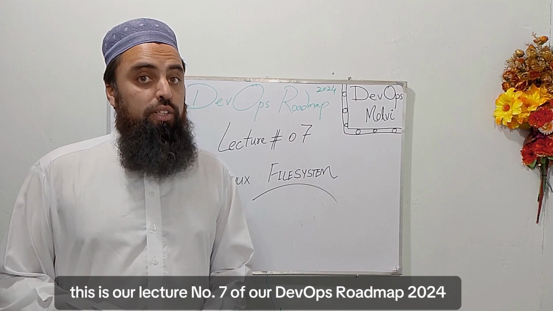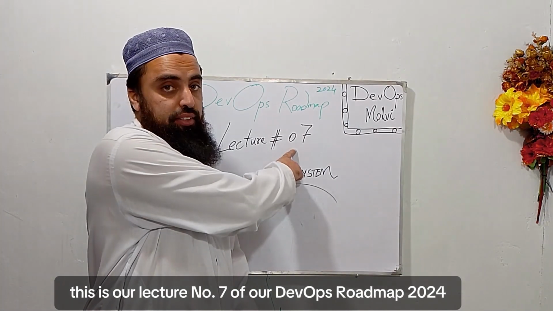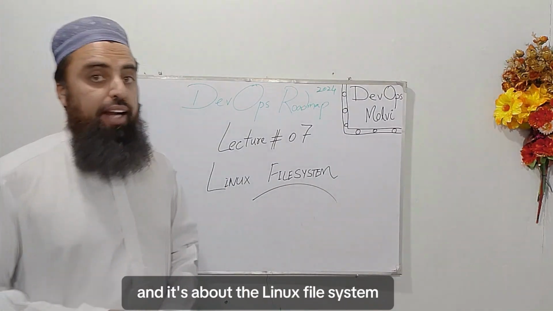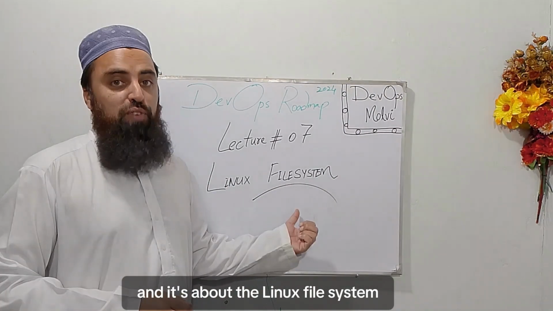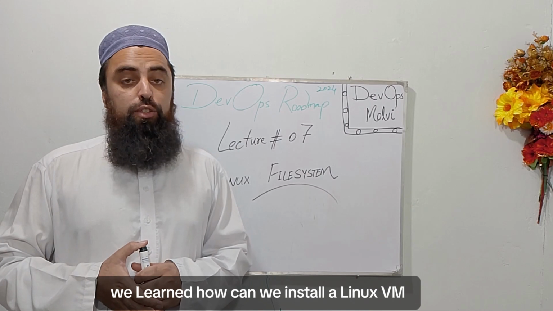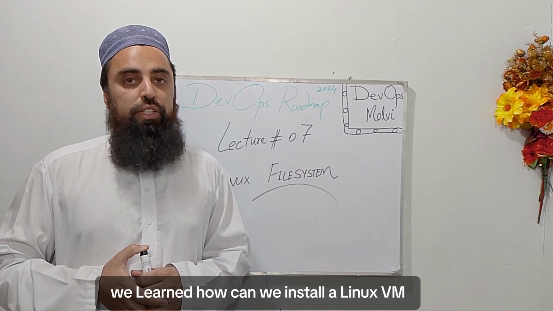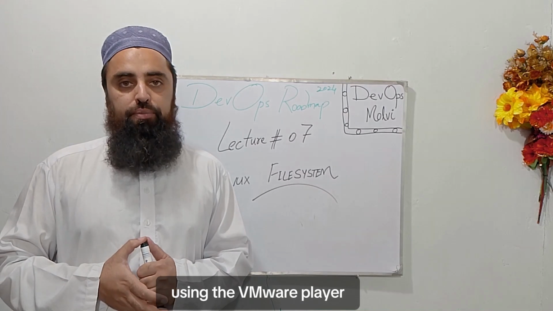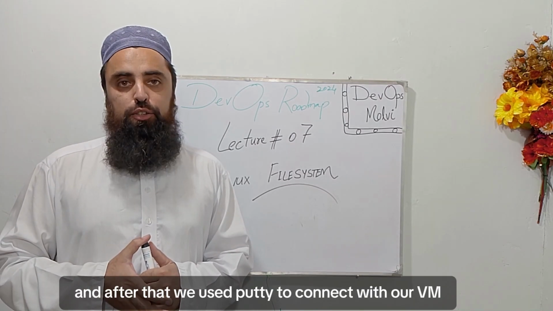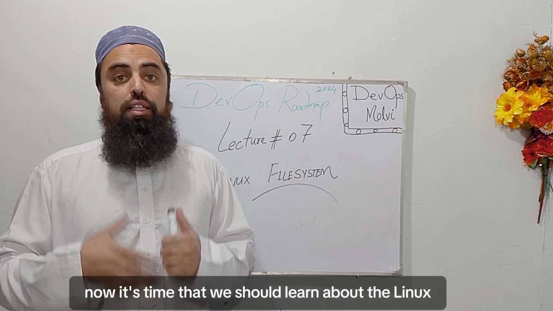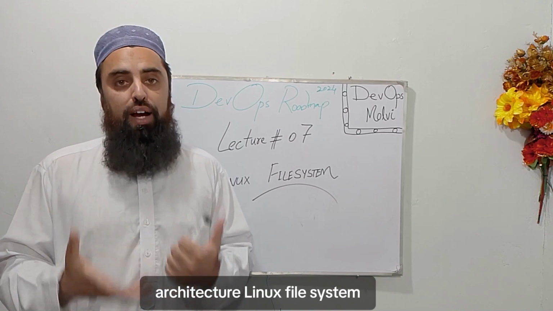Well, this is our lecture number 7 of our DevOps Roadmap 2024 and it's about the Linux file system. In the earlier lectures, we learned how we can install a Linux VM. We installed the Ubuntu distribution using the VMware player, and after that we used PuTTY to connect with our VM. Now it's time that we should learn about the Linux architecture, the Linux file system.